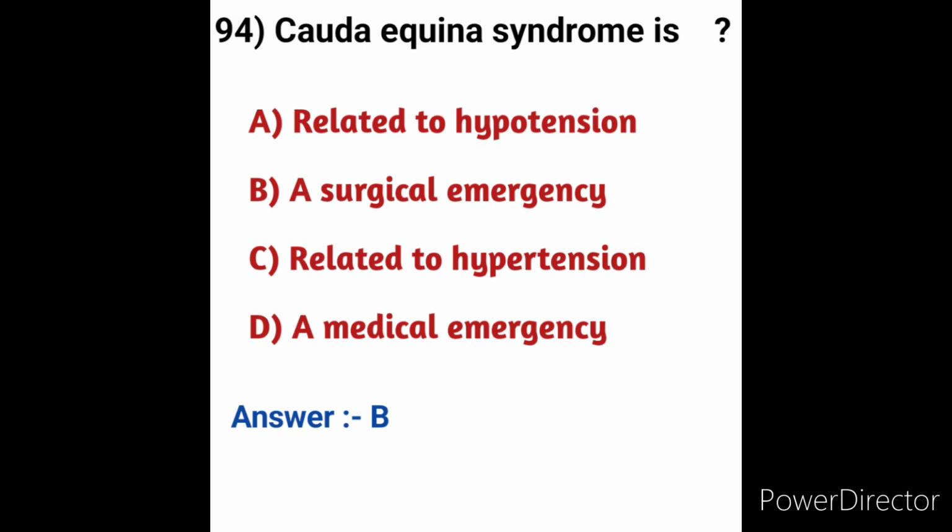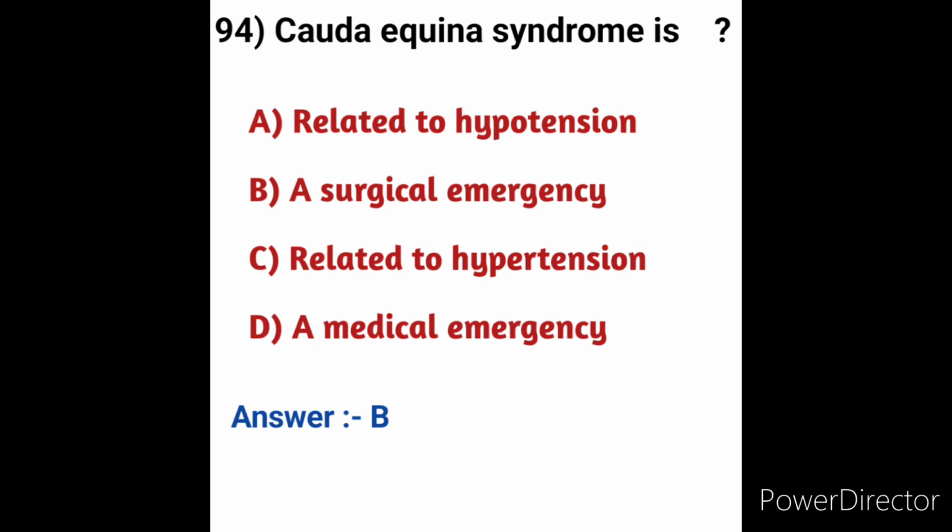CES, cauda equina syndrome, is a condition that occurs when the bundle of nerves below the end of the spinal cord, known as the cauda equina, is damaged. The signs and symptoms are low back pain, pain that radiates down the legs, numbness around the anus and loss of bowel and bladder control. So here cauda equina syndrome is a surgical emergency.